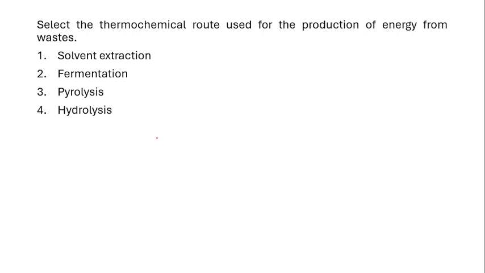Select the thermochemical route used for the production of energy from the waste. Solvent extraction, fermentation, pyrolysis, and hydrolysis. So, what is the thermochemical route used for the production of energy from wastes? Thermochemical route they are asking. The right answer is pyrolysis. So, pyrolysis is a thermochemical conversion. Pyrolysis, gasification, all these things are thermochemical conversion methods. It is using heat energy for the conversion of the waste material.